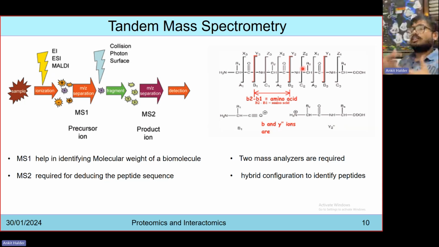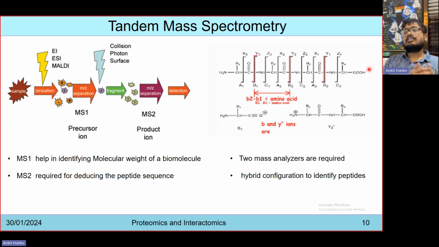So once we get the monoisotopic mass of those amino acids, we can deduce the sequence of this peptide, and then the software can look up which protein this peptide belongs to, and help in identifying that protein, which protein it is, and what its expression level is.